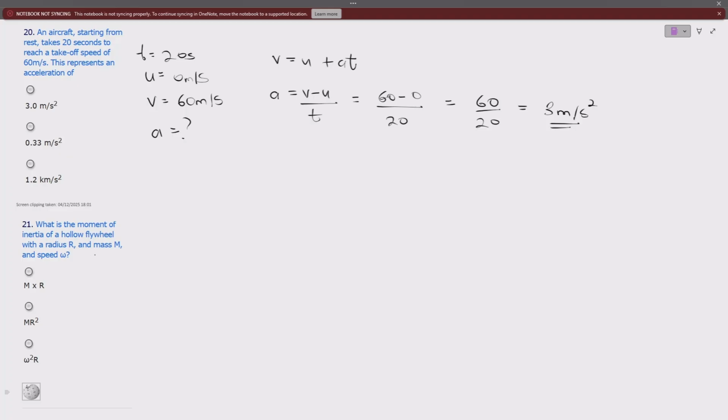21. What is the moment of inertia of a hollow flywheel with radius r, mass m and speed mu? Moment of inertia is mr squared. Moment of inertia I equals mr squared. That is the formula.